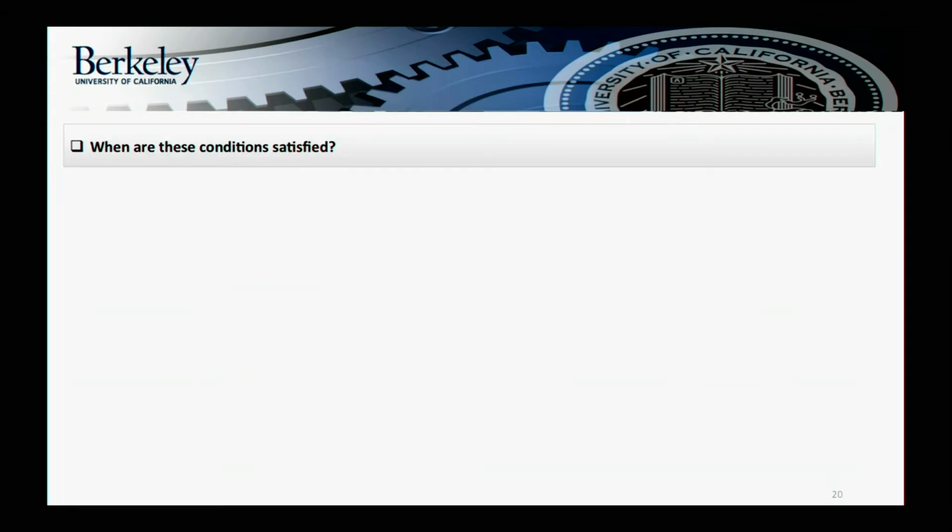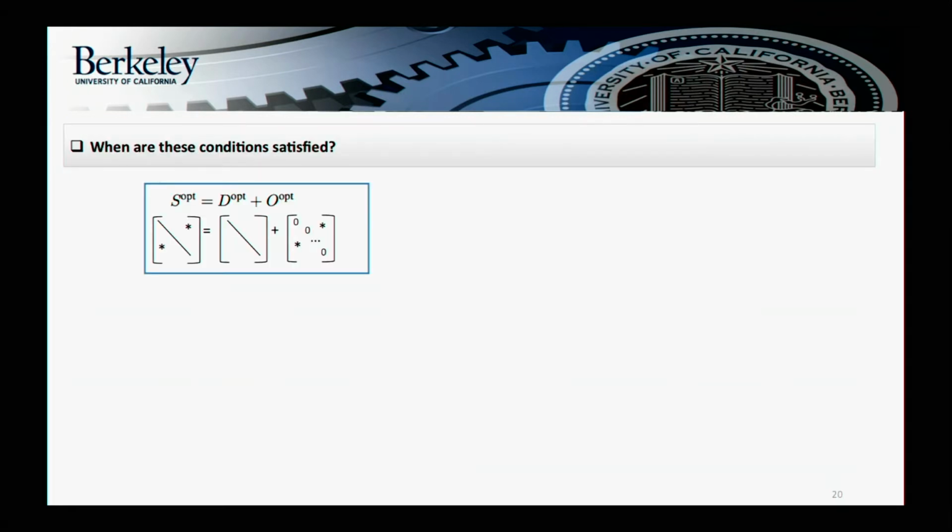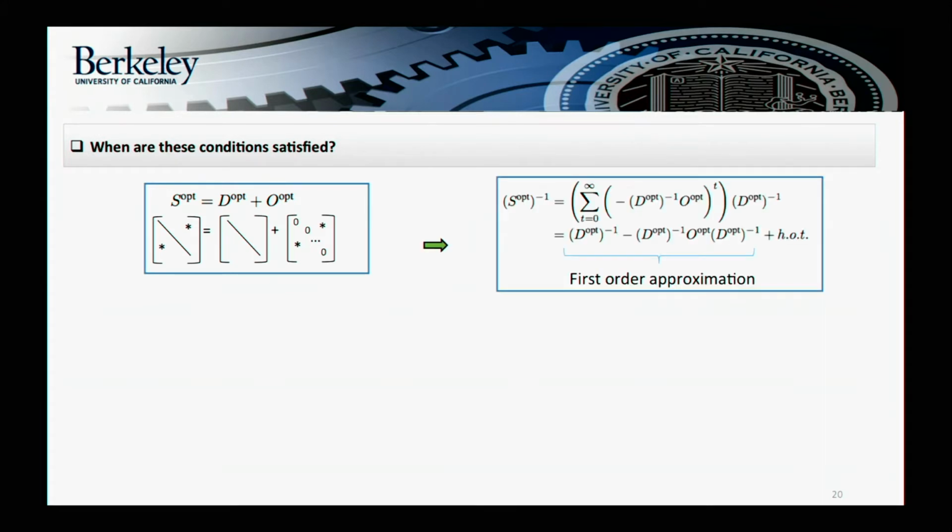But now the question is when these conditions are satisfied. To answer this question, we apply the Taylor series to the inverse of the solution of graphical lasso, and we showed that if the higher order terms are 0 and the inverse of the optimal solution of graphical lasso is equal to the first order Taylor approximation, then graphical lasso and thresholding are exactly the same, meaning that the conditions that we provided in the previous slide are satisfied.